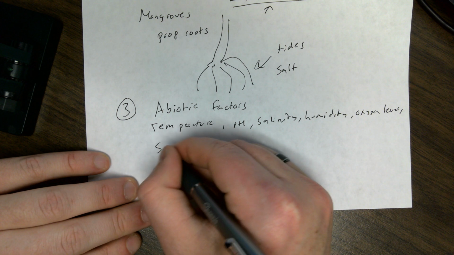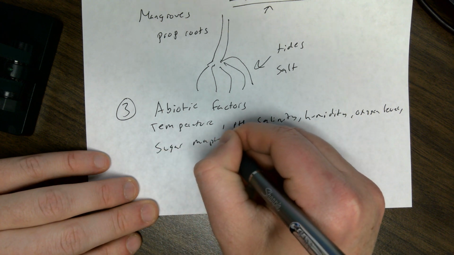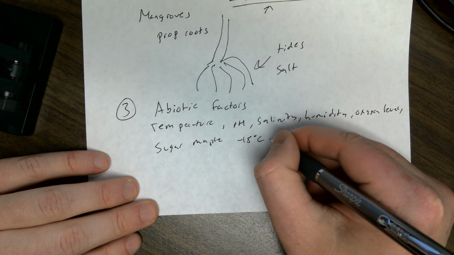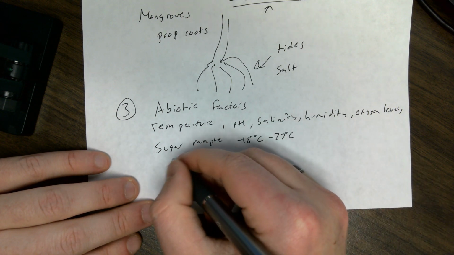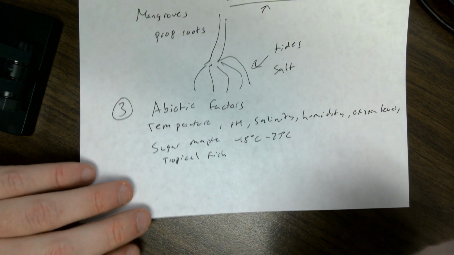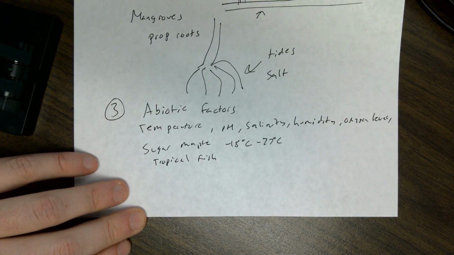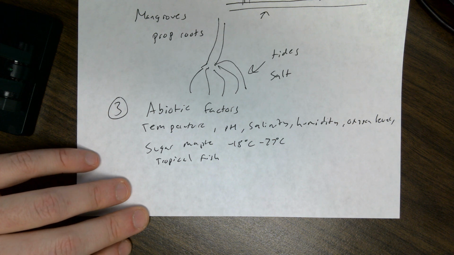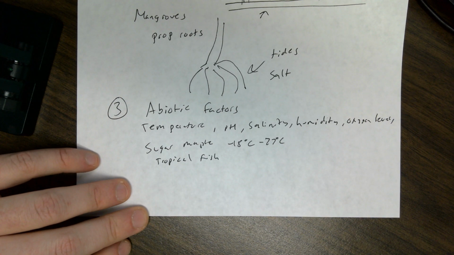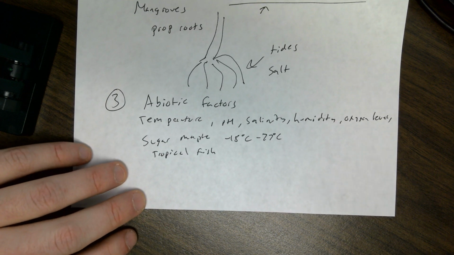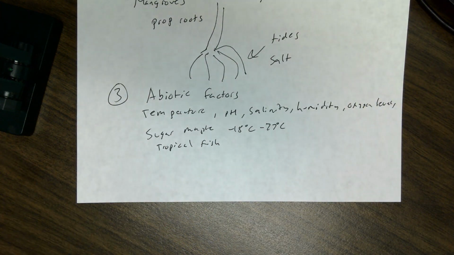An example would be a sugar maple tree. These can only survive in certain temperatures, from negative 18 degrees C to 27 degrees C. Tropical fish have limits to where they can survive in temperature. They also have limits to their salinity. Freshwater fish versus tropical fish can take different amounts of salinity. There are different types of fish: tropical fish, temperate fish, Arctic fish, and they can each survive at different temperatures as well. So these abiotic factors affect where you can find different species.